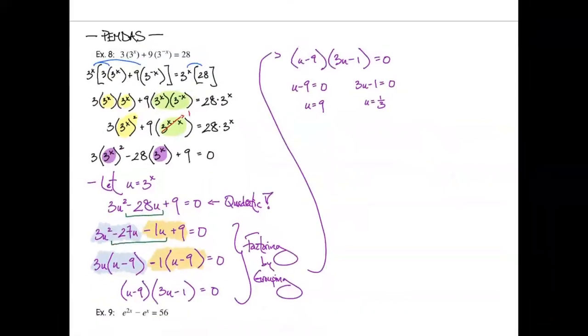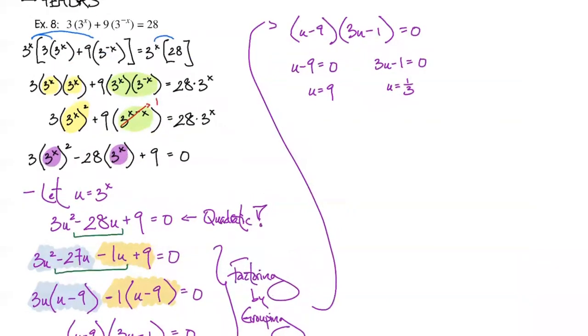Now, this is all fine and good, right? Everything I've done in the purple, I've solved for u. But I don't actually want u. I want x. So in order to finish the problem, we have to go back to our substitution. Before, everywhere we saw a 3 to the x, we put a u. But now we can reverse that. We can say everywhere we see a u, we're going to put 3 to the x.